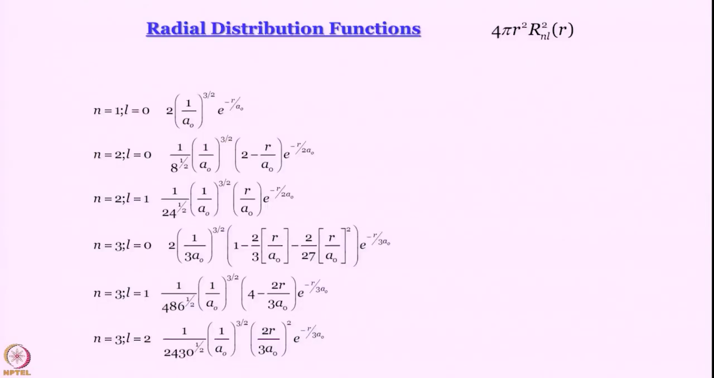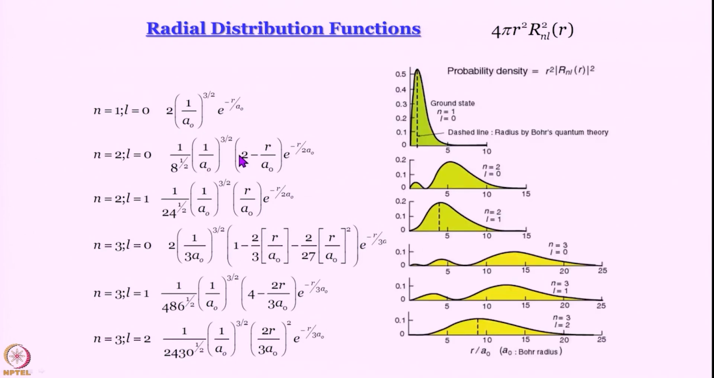Okay. So, now let us see what this 4 pi r square capital R square is for different orbitals. This is what they look like. For the 1s orbital it goes through a maximum. For the 2s orbital, well, if you just take the square of it, what will you get?